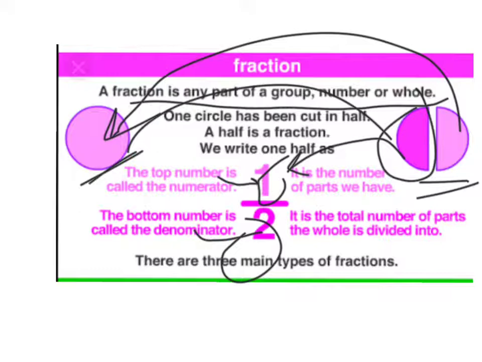Suppose जो ऊपर का नंबर है जिसको हम न्यूमरेटर कहते हैं, ये रिप्रेजेंट करता है the number of parts we have. Suppose ये वाला जो पार्ट है, इसका हाफ पार्ट, it represents this thing, and the denominator represents the total number of parts. तो total number of parts कितने हैं? 2.